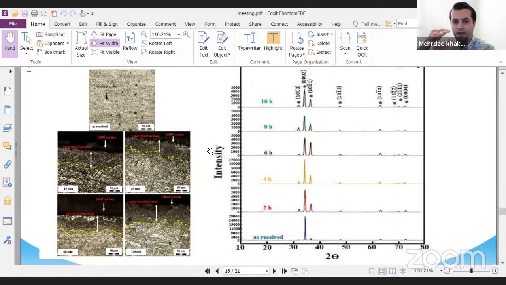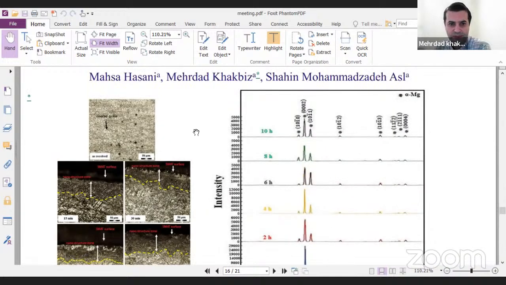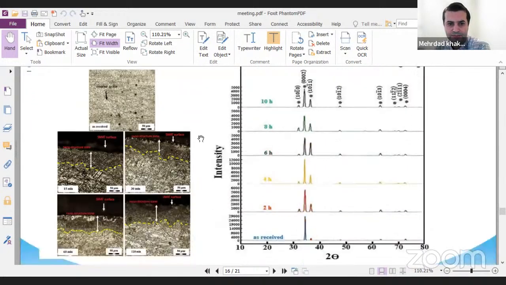So we only use the method for modification of the surface of the magnesium. For this purpose, we put our sample in the milling chamber, and by attaching the ball on the surface of the magnesium, the structure of the surface can be nanostructure. Here we can see that by increasing the milling time, the surface structure is nanostructure.